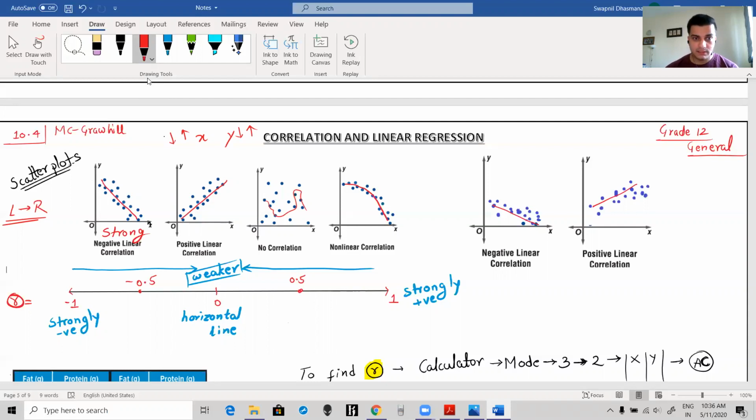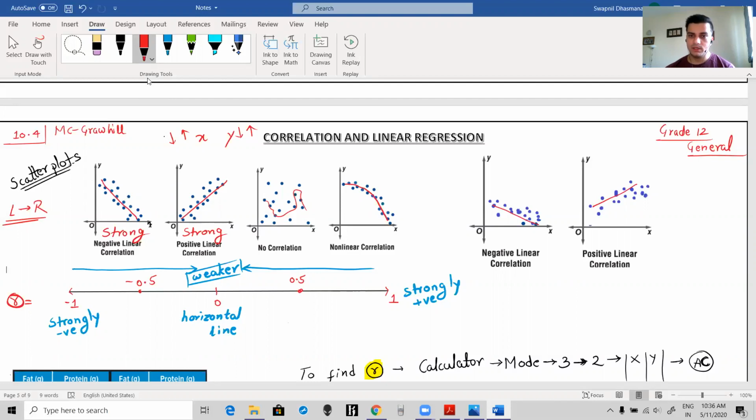Now, the second one here is going up. When a line goes up from left to right, it's a positive slope. So I will say it's a strong positive linear correlation. This one has no correlation because the points are spread too much. The fourth one is non-linear. As you can see, it's more like a curve, not a line. So that's why it's a non-linear correlation.